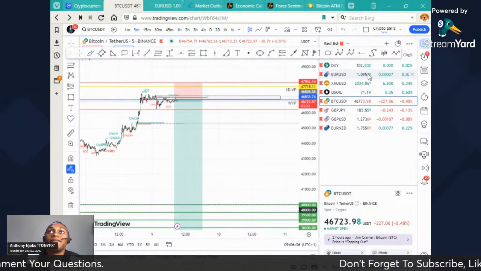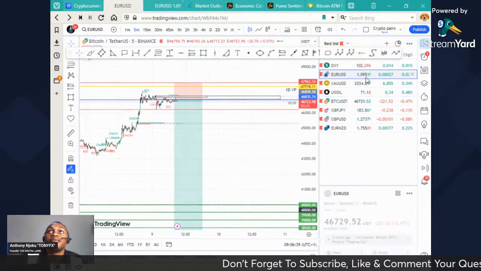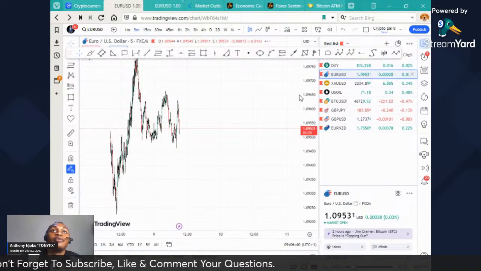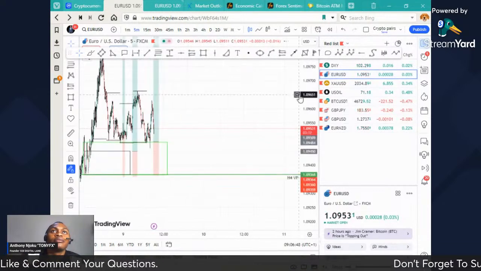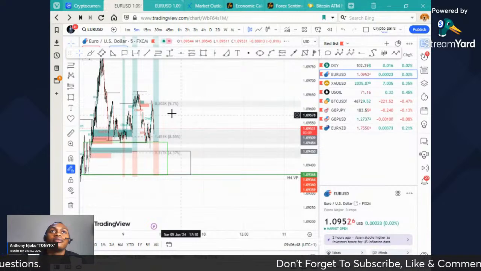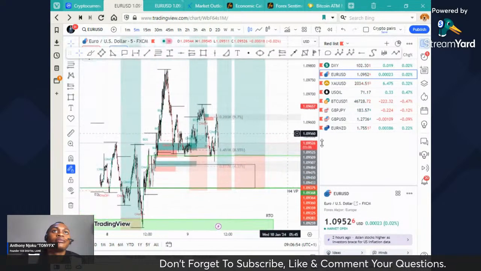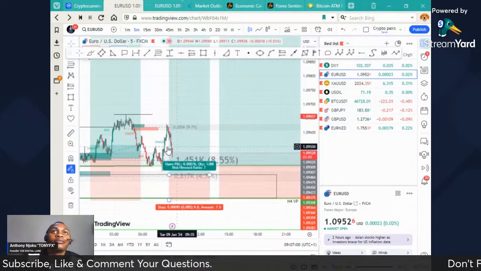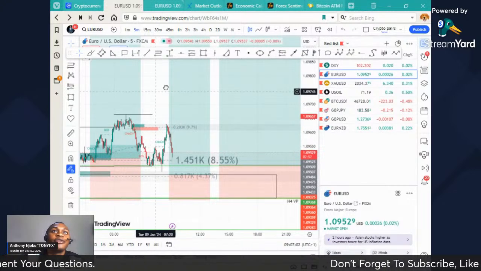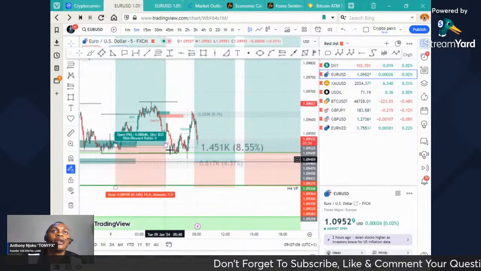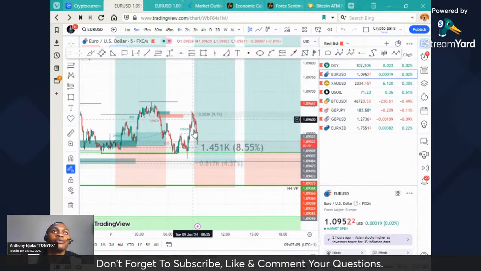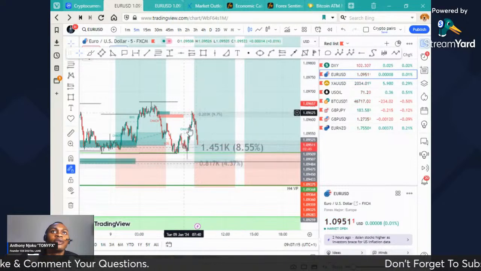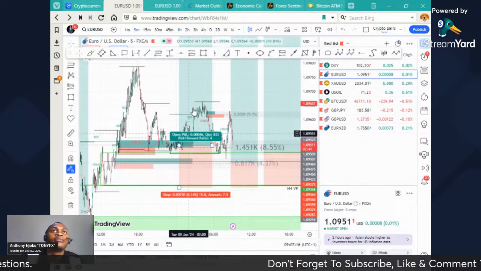Then got a pullback. So there was a 5 minutes change of character created on Euro, and an order block was created as well. And Euro got a pullback and tapped into that order block now.